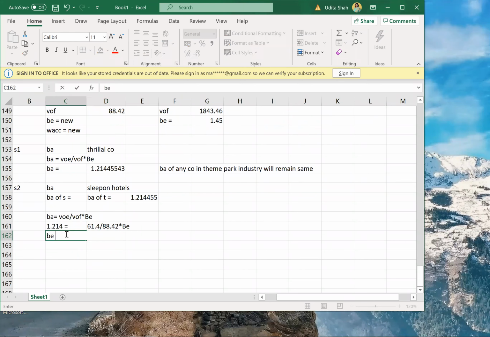So beta of equity equal to 1.214 into 88.42 divided by 61.4. That is 1.74, or we can say 1.75 also, or let us take 1.748. 1.748, that is my step 3. Sorry, that is my step 2. Step 3 will be what?